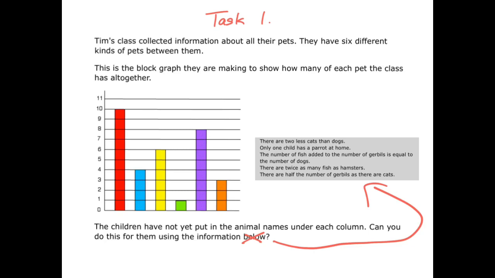So you could maybe copy the graph out into your book. You could use the lines in your exercise book for the horizontal lines on the graph, and then put the labels underneath. So pause the video and have a go at that.